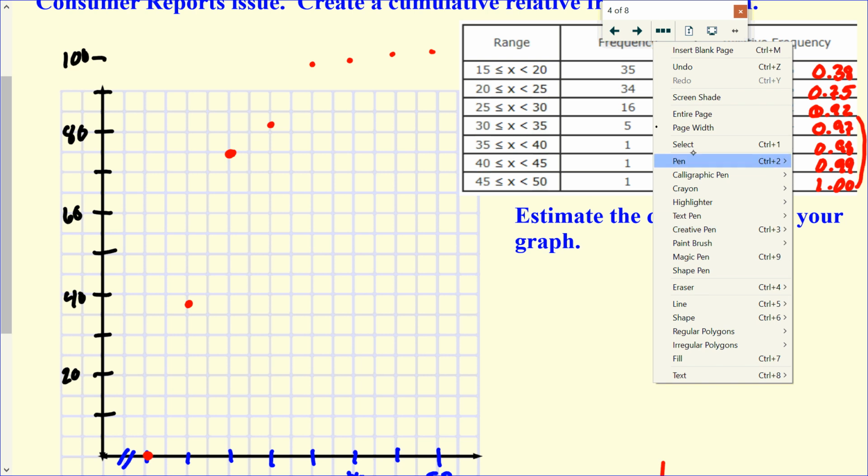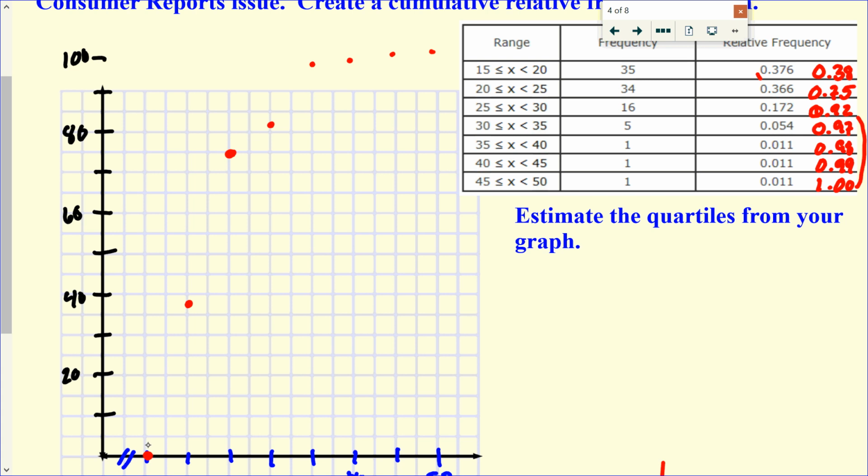So now we can go ahead and connect these. We got that really big jump to start, almost a second big jump, and then it starts to flatten. So if this was a histogram, these big jumps right from the start lead up to a peak, and then it goes back down. So it's probably a unimodal graph and skewed to the right, but we need the histogram to know that for sure.